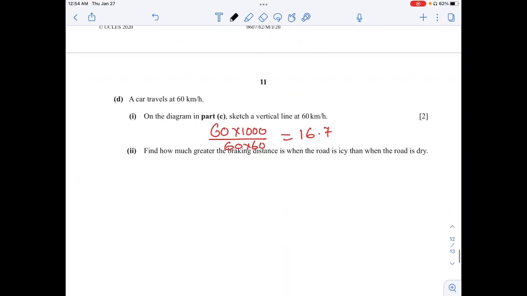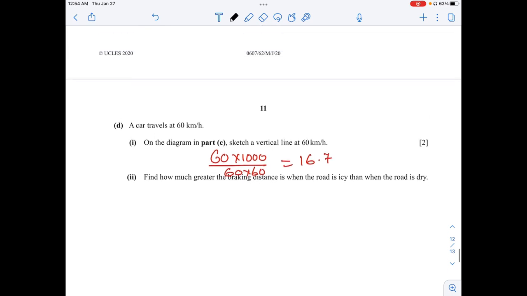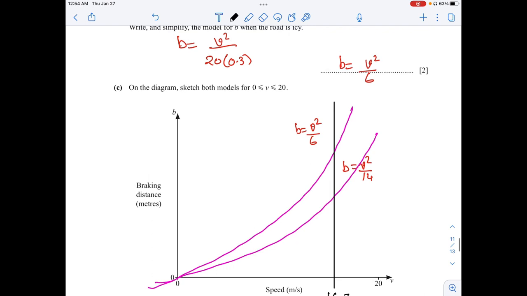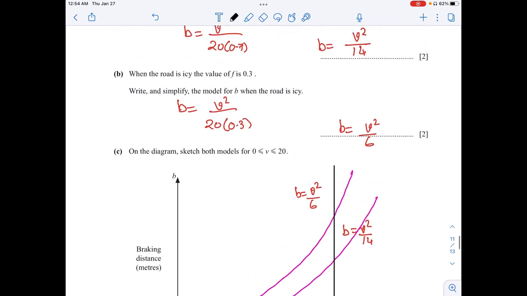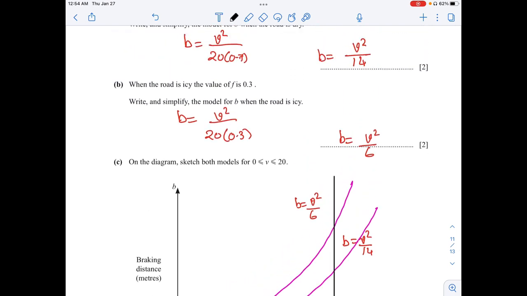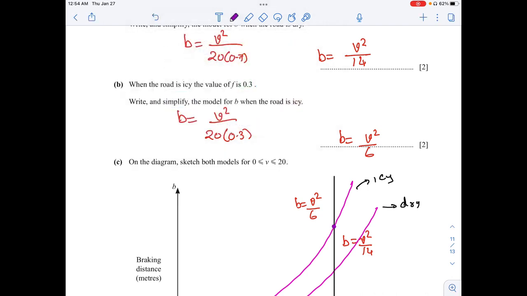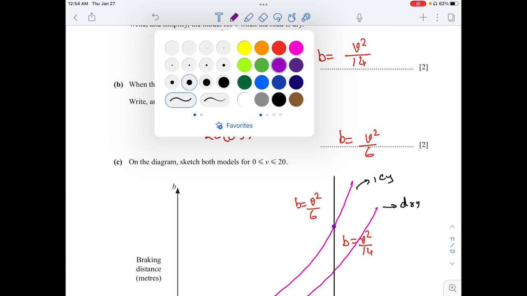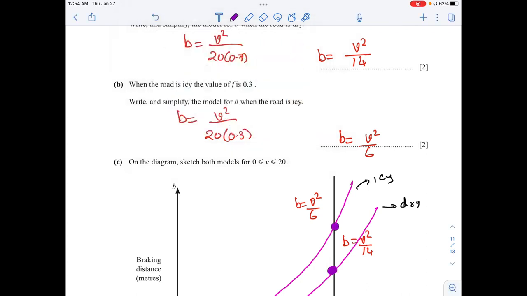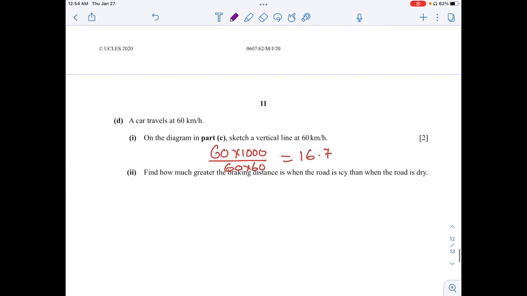What is he asking? Find how much greater the braking distance is when the road is icy than when the road is dry. So the icy part and the dry part. I am going to find the point of intersection over here, this point of intersection and this point of intersection, and subtract both the answers.